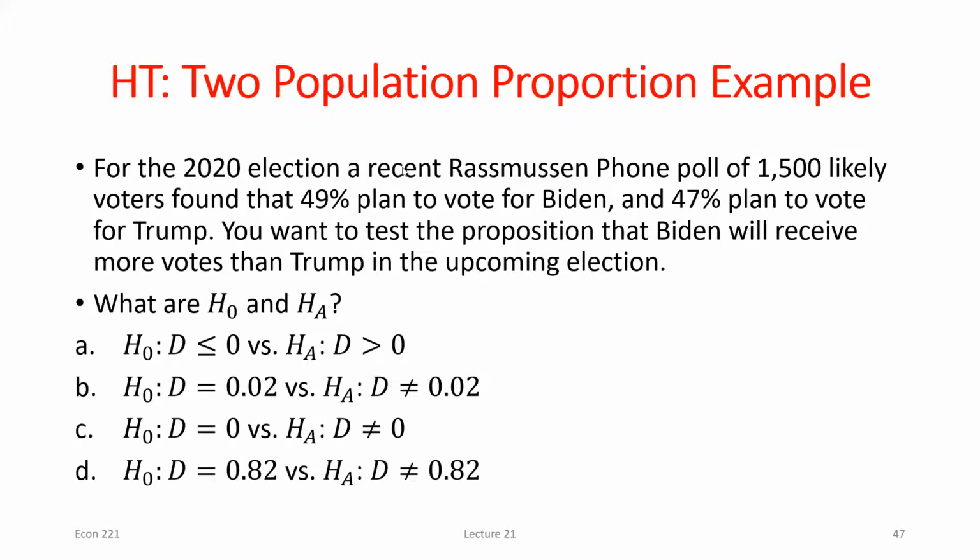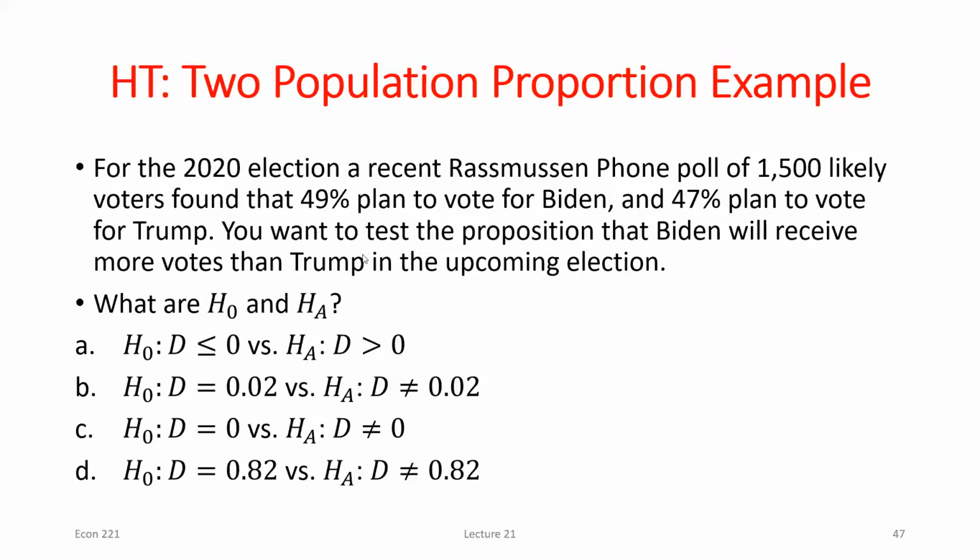If you look at some of the other polls, they're quite a bit wider. Like I said, I chose this one because it's interesting to think about. If we did have a prediction that was a little bit closer, could we say that the true difference between these two is 0? Actually, I want to test something slightly different. Maybe I want to predict whether or not Biden will win. So I want to test the proposition that Biden will receive more votes than Trump.